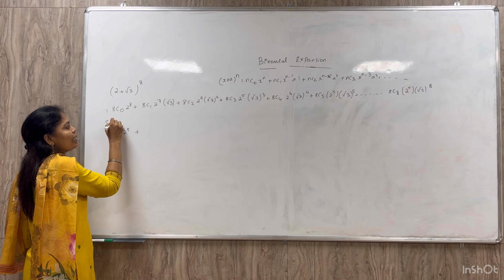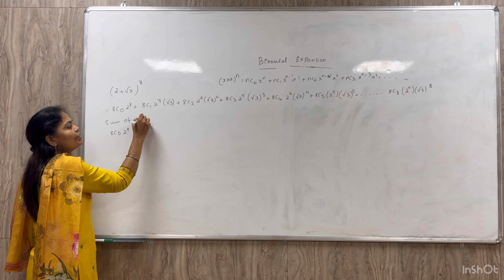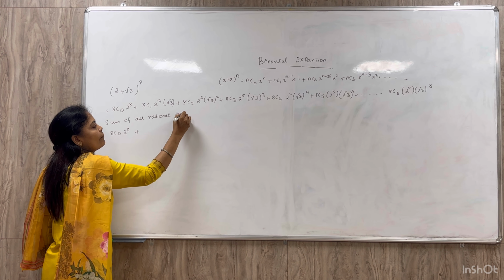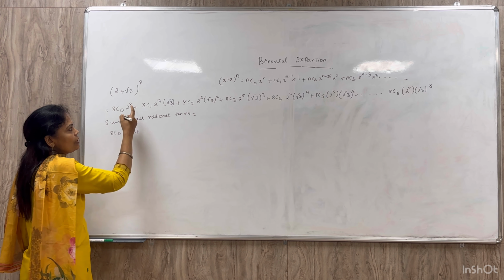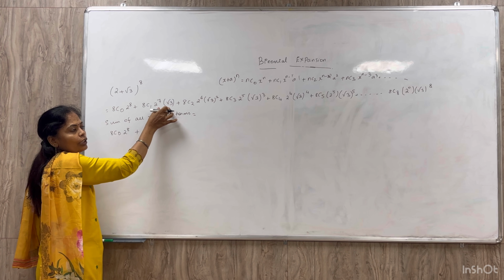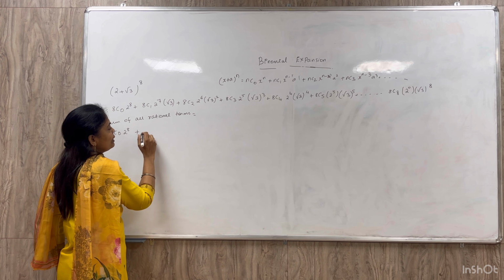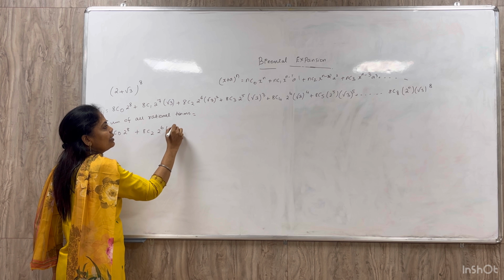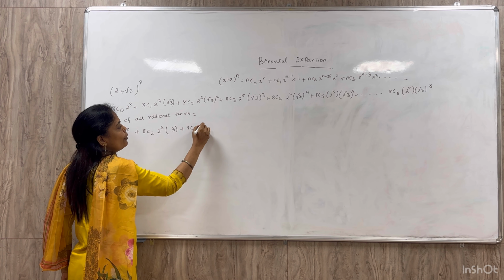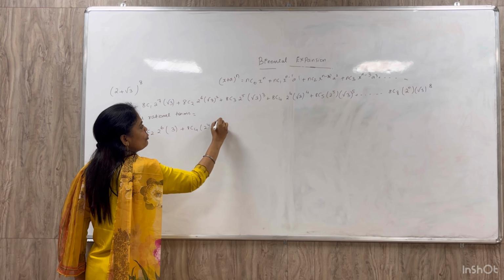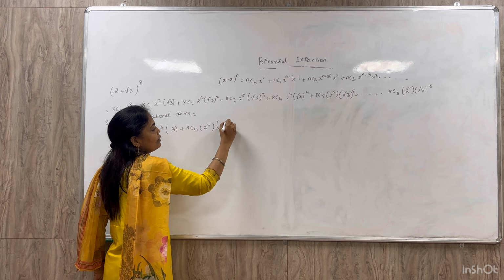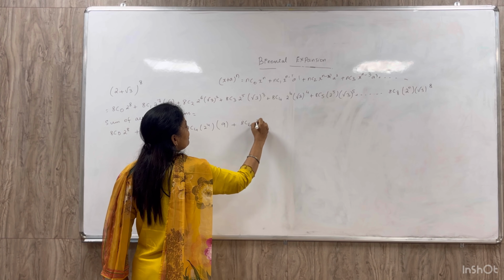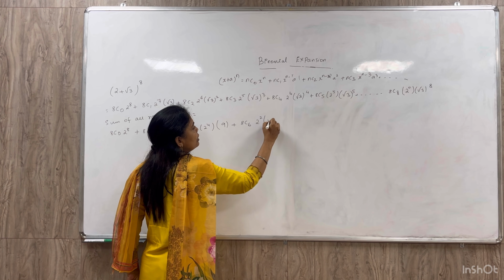Then I am taking the sum of all rational terms, which is equal to 8C0 2 power 8. Next, this is root 3 power 1, which will be an irrational number. Then next will be 8C2 2 power 6, and root 3 square is 3. Then the next term is 8C4 2 to the power 4, root 3 power 4, and root 3 power 4 is 9. Then in the same way 8C6 2 to the power 2 into root 3 power 6.